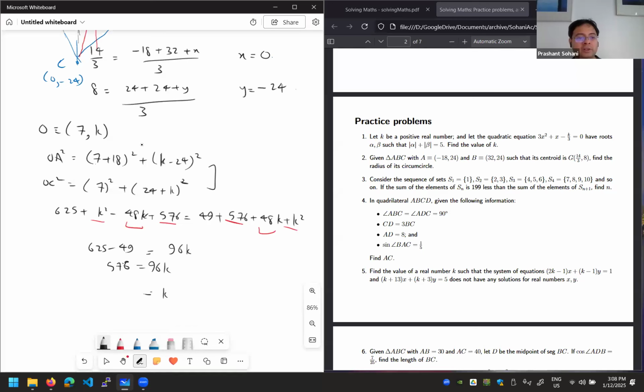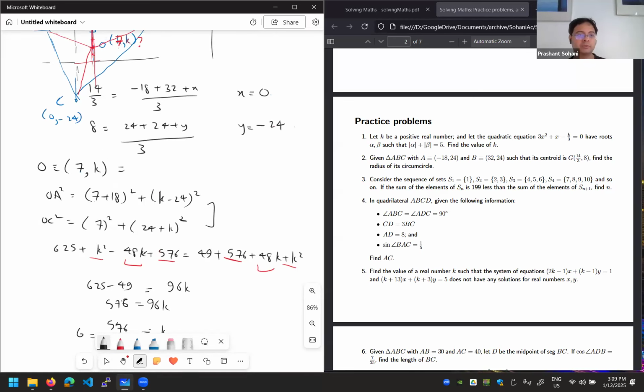And so I get the value of k as, I think it is 6, right? 6 9 are 54, yes, correct. So therefore k is 6, which means my circumcenter is at 7 comma 6.